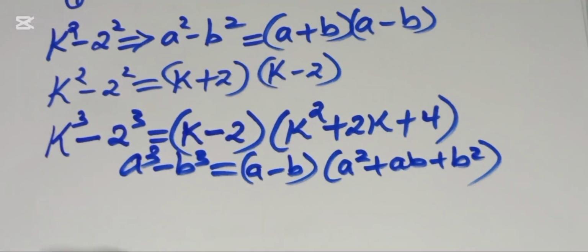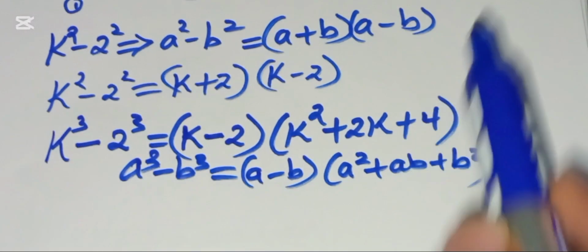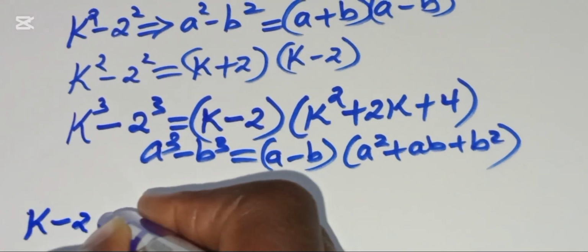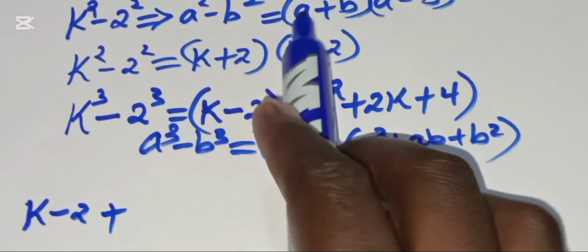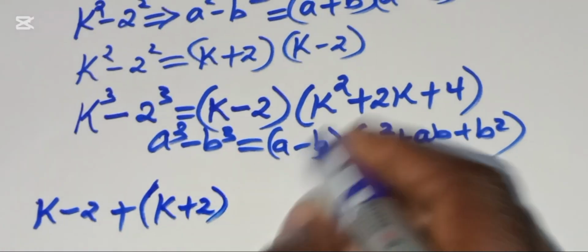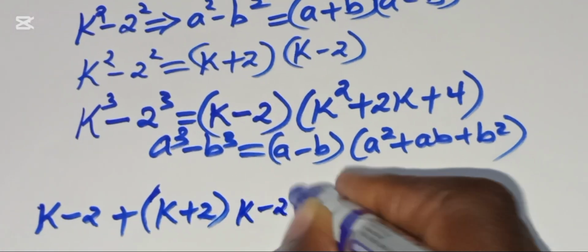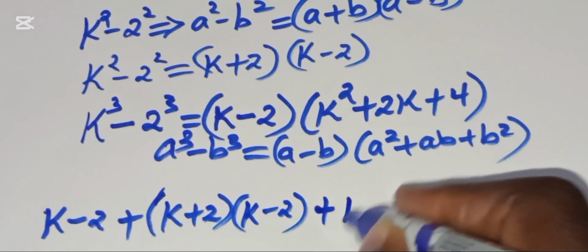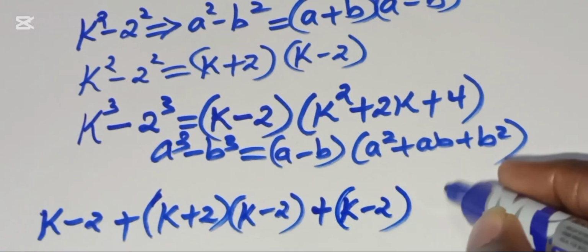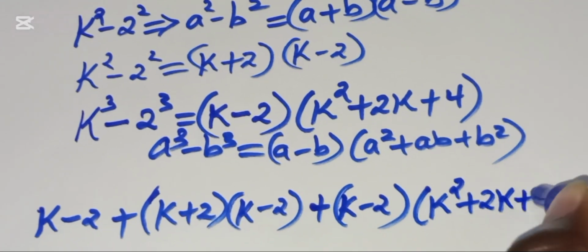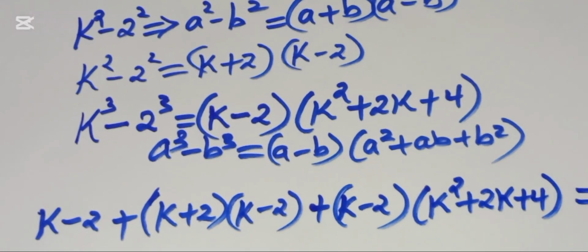Okay, so let's recombine the three parts, part 1, part 2, and 3. We'll have k subtract 2 plus, we have here k plus 2, k minus 2, plus we have k subtract 2, then we have k squared plus 2k plus 4, everything equal to 0.